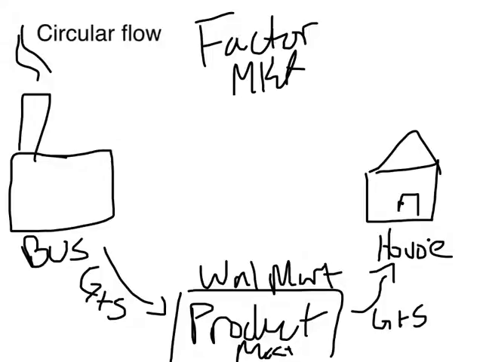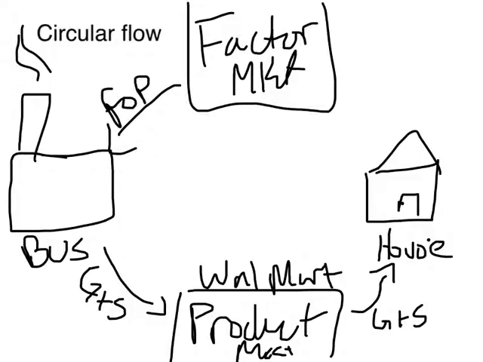They need land, labor, capital, and entrepreneurship. And so we call those the factors of production. And they get those from what's called the factor market. Well, who buys and sells the factors of production?